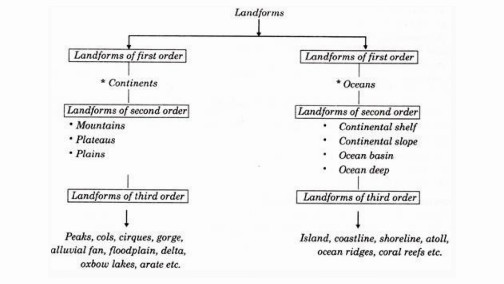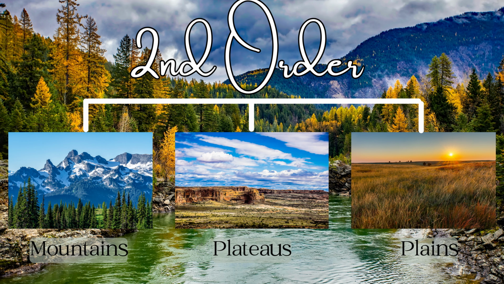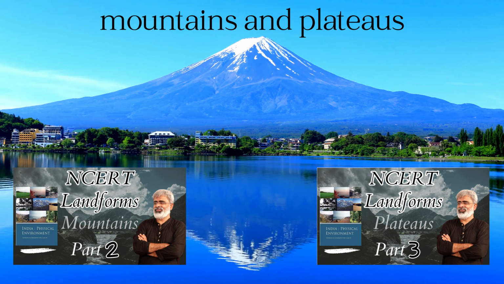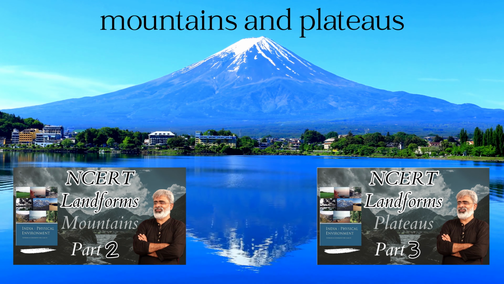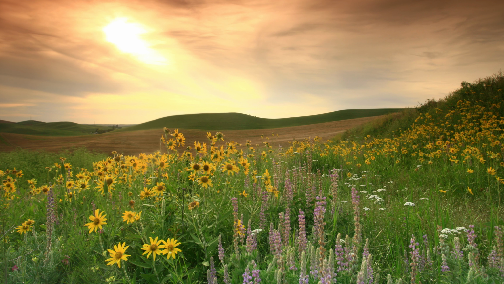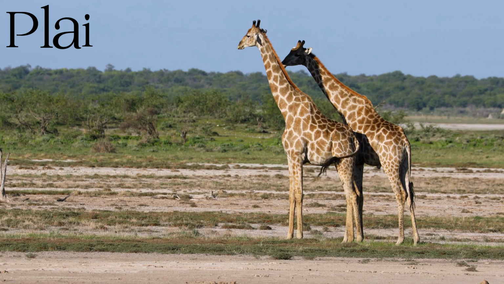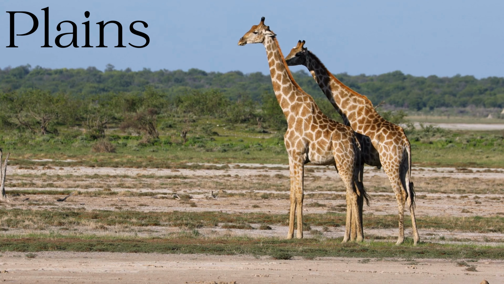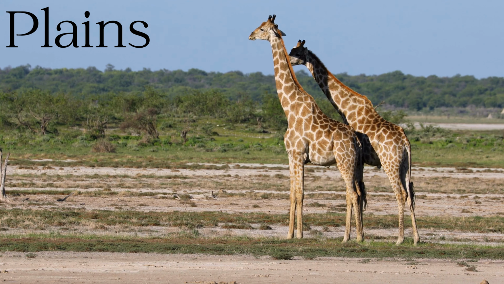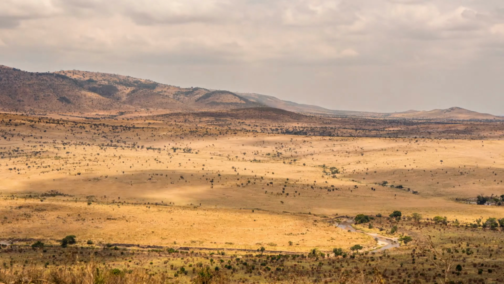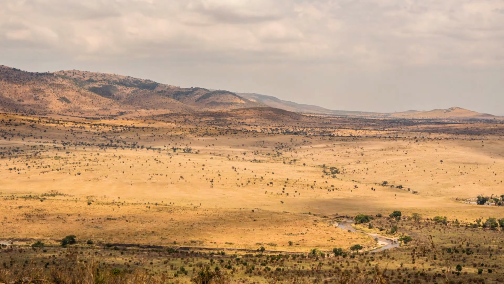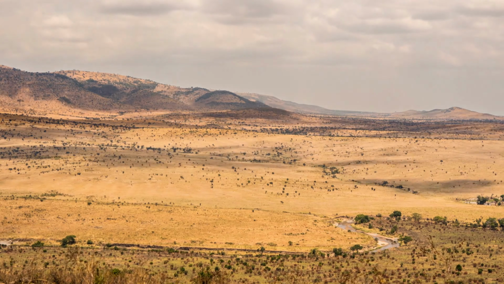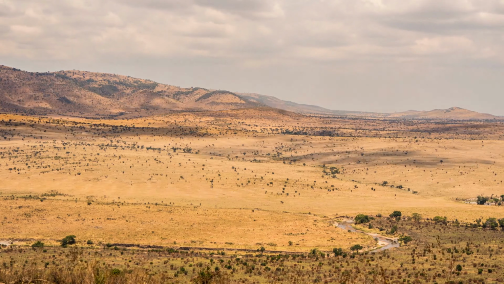Let's start. As we discussed earlier in second-order classification of continental landforms, there are three types, which are mountains, plateaus and plains. We already discussed mountains and plateaus. Now it's time for plains. Plains are the most important landforms found on the Earth's surface. A plain is nothing but a low-lying, relatively flat land surface with very gentle slope and minimum local relief.